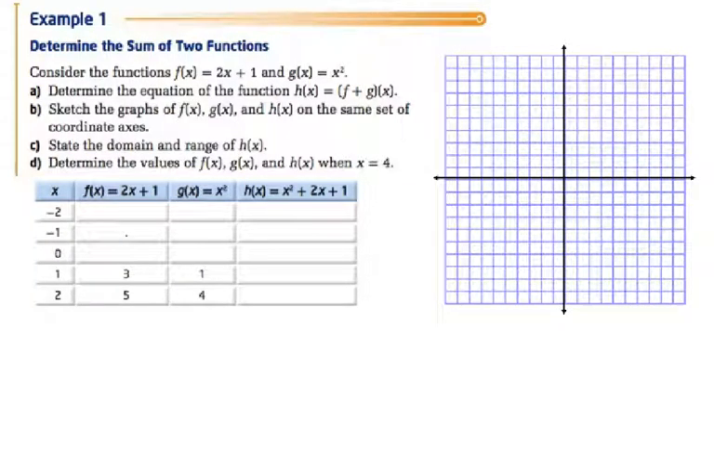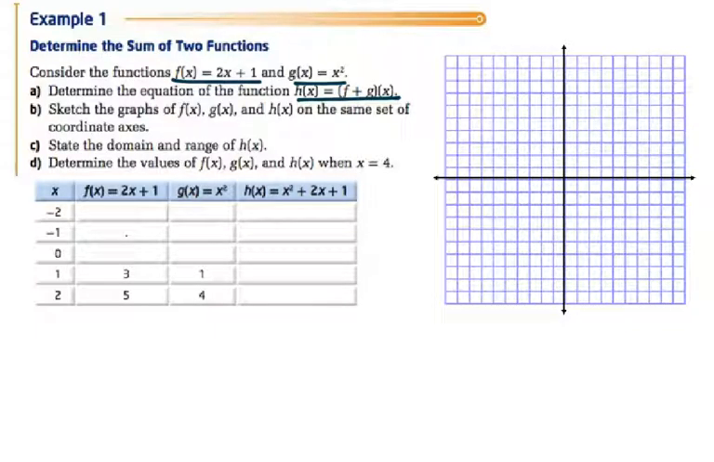So we're going to tie together the graphs with the operations of functions right now. So what I have is two functions. f of x is 2x plus 1. g of x is x squared. h of x is f of x plus g of x.